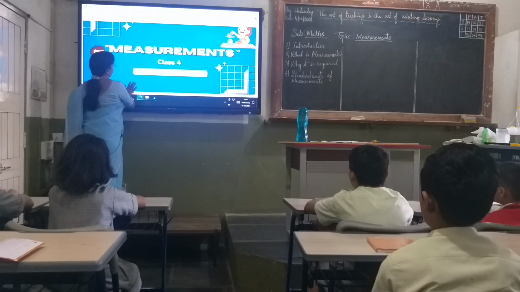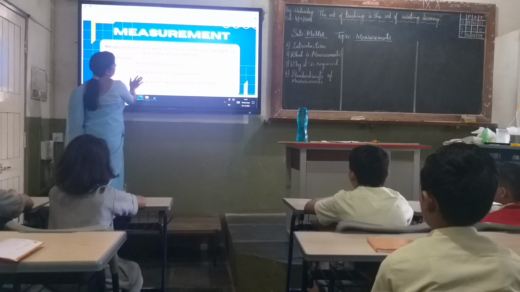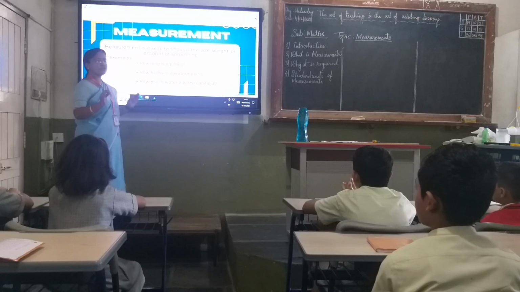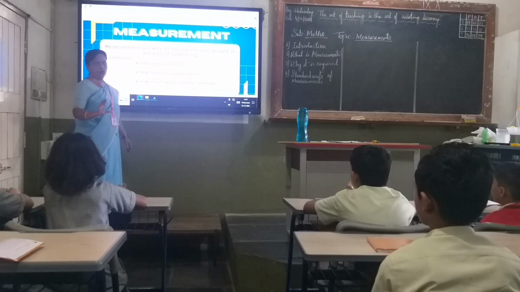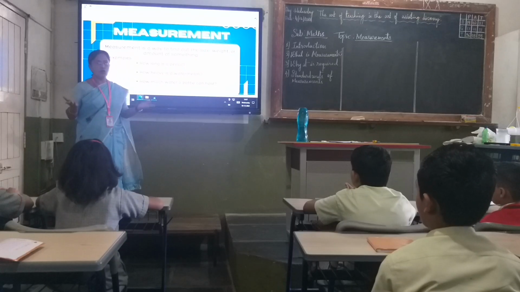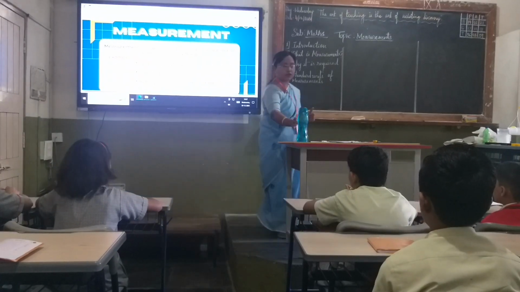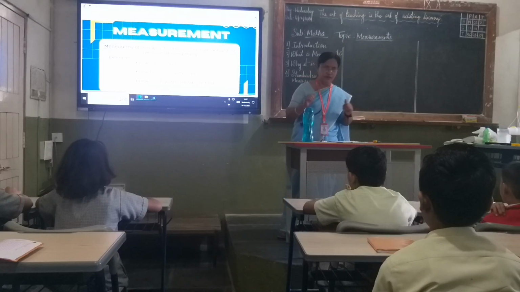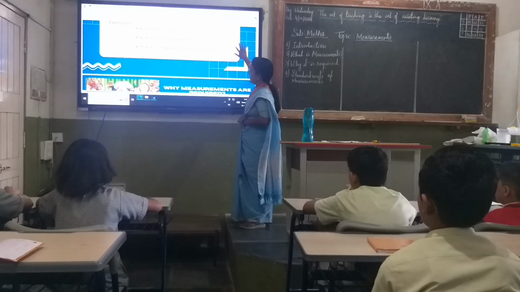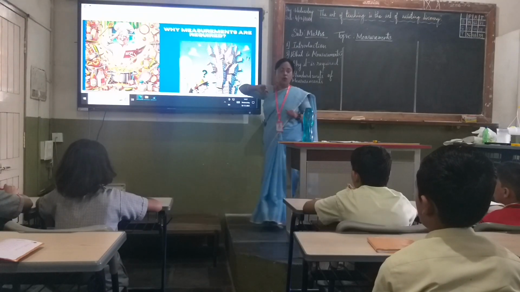So what is measurements? Let me explain this. Measurement is a way to find out the size, the weight and the amount of something in a bottle or the things we can tell. So using this measurement you can find out how long the pencil is, how much water is there in the bottle and how heavy the bottle is, isn't it?